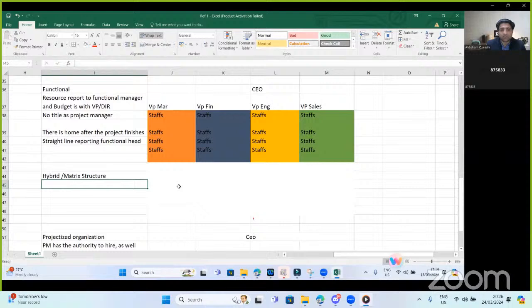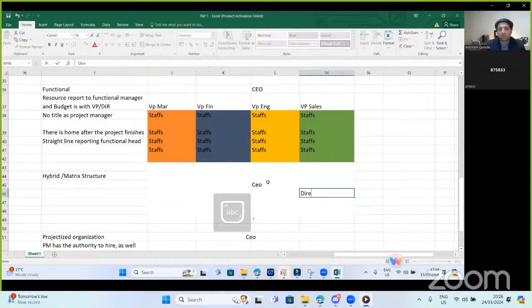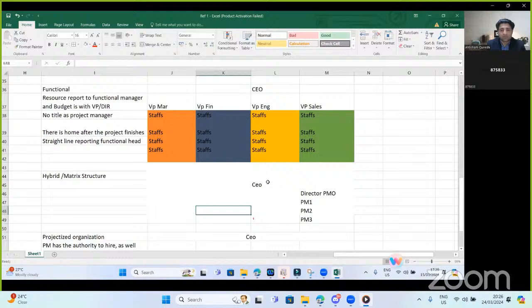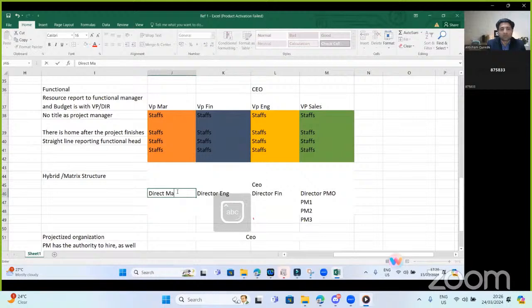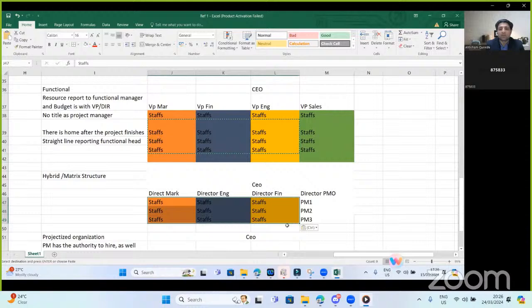So it can be a CEO at the top, and then we may have an office called director, PMO, and then the PM1, PM2, PM3. Okay, director, it could be VP, but just taking it as an example, director finance, and similarly director engineering, and then we could have director marketing. Okay, so all our staff, let's say all our staff.